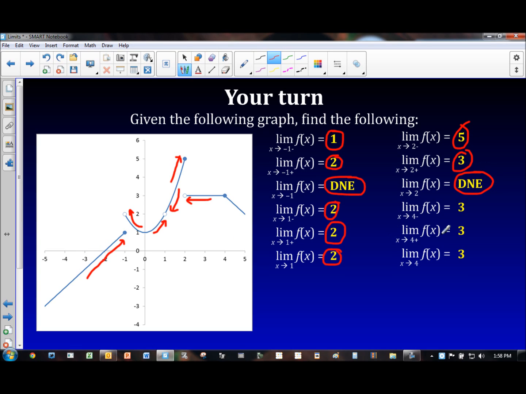And then looking at what happens as I approach x equals 4 from the left, I get closer and closer to a y value of 3 again. As I approach x equals 4 from the right, I get a y value of 3 again. And since the left-hand limits and the right-hand limits match, my limit does exist and it's equal to 3.